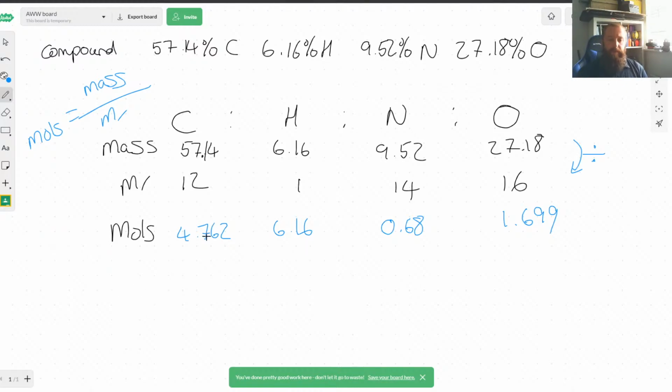What I'm then going to do is I want to turn this into a ratio. So my next step, and if you're writing a step-by-step guide to this at home, which you should be doing as we go through, if not now then afterwards, my next step to work out the ratio is to divide by the smallest number, which is 0.68. So divided by this number.